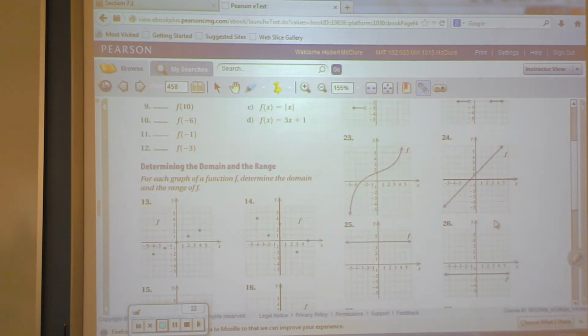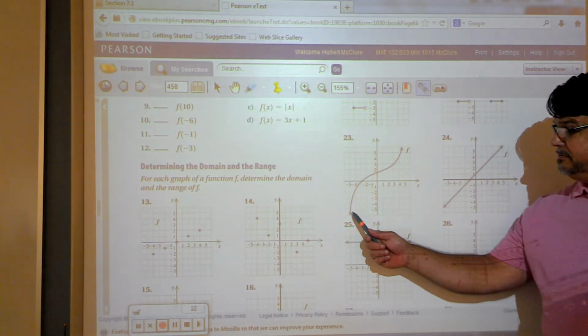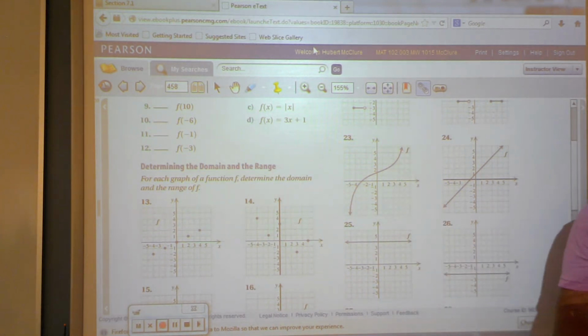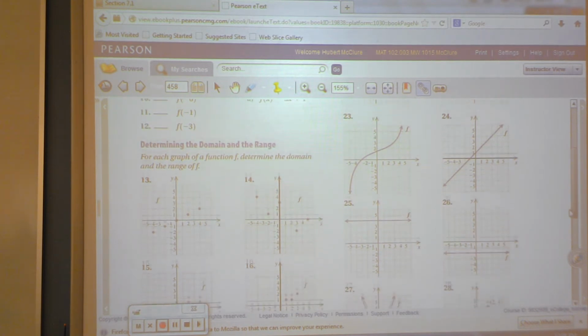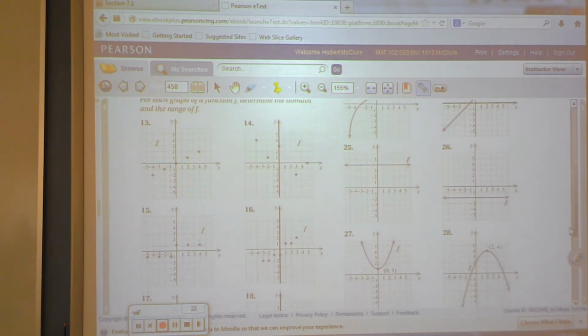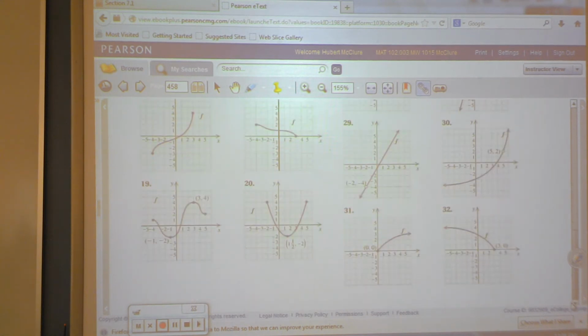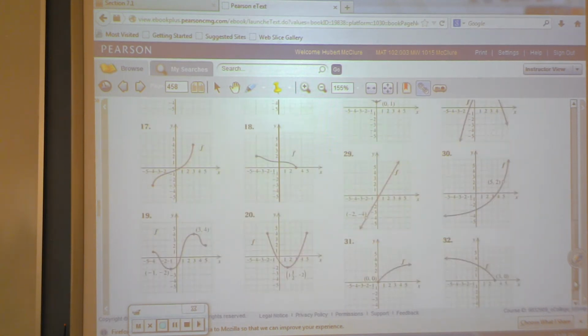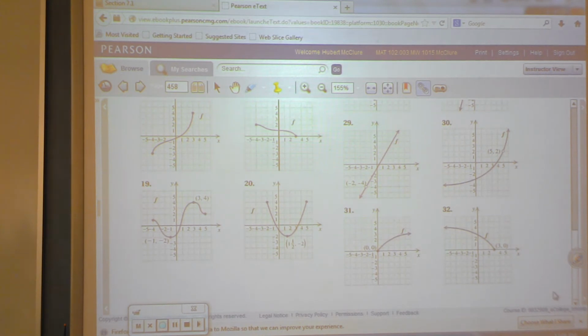All right, look at 23. What would 23 be? All real numbers, for range and domain. And so that's what you would write? You couldn't do infinity? You could do negative infinity to positive infinity. Yes, you could do that. And those would need brackets? No, infinity always gets parentheses because you can't touch it.